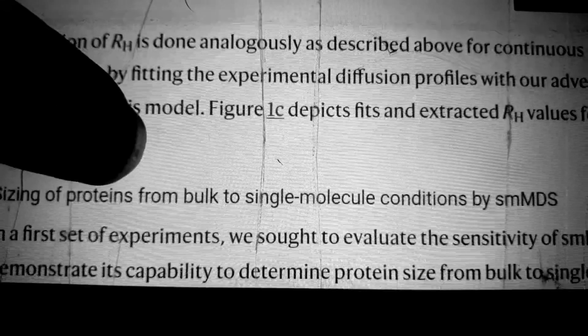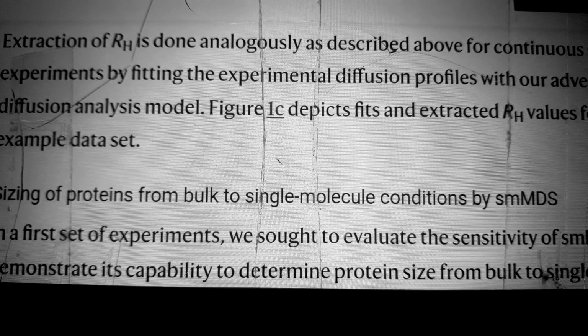Extraction of RH is done analogously as described above for continuous scan experiments by fitting the experimental diffusion profiles with the advection diffusion analysis model. Figure 1c depicts fits and extracted RH values for the example dataset.